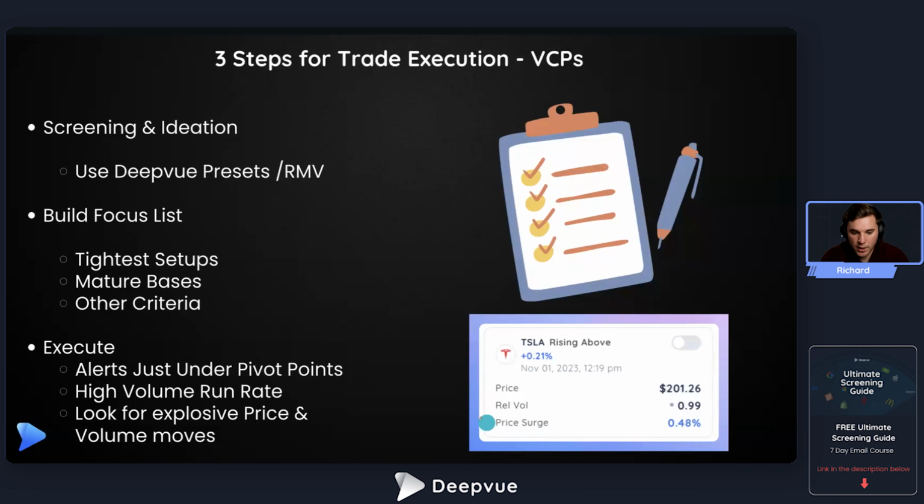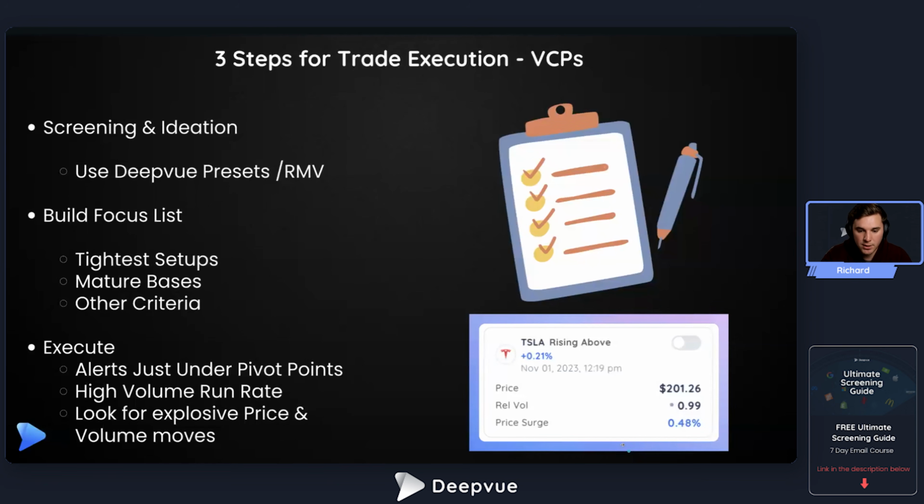And then this is where, I really love this data point, the price surge. The price surge is basically the percent change of the past 15 minutes. So it gives you a sense of the recent price momentum. So we get a sense of the price surge, the past 15-minute move, the relative volume, the price, and the overall gain on the day.